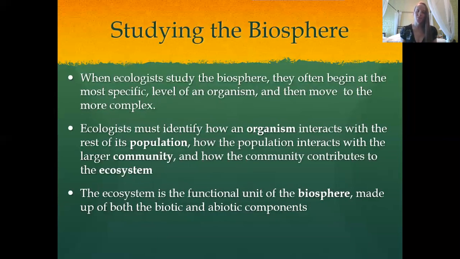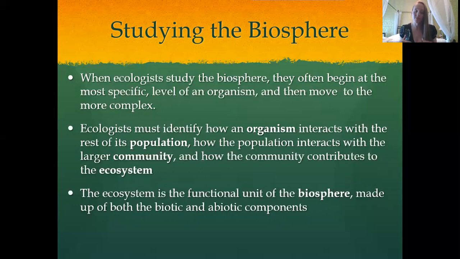When we're studying the biosphere, usually scientists begin at the most specific level. So they kind of zoom in, usually onto just a single organism, and then we'll move out from there, looking at the interactions of that organism with other individuals of its species, and then how do all of those individuals of that species interact with other species, and then how do all of those species interact with their environment. So you start really small and slowly build out to more and more complex interactions.